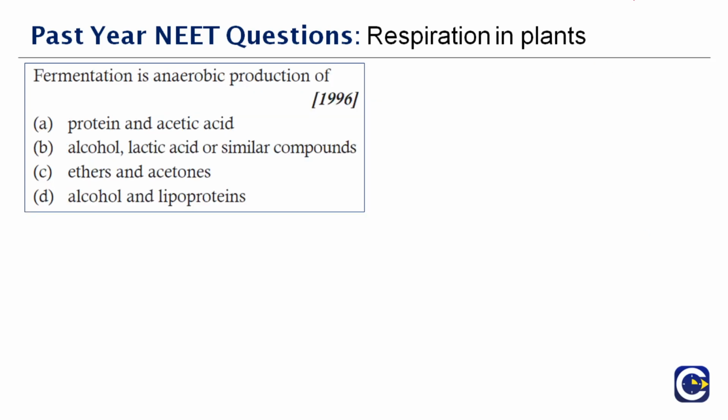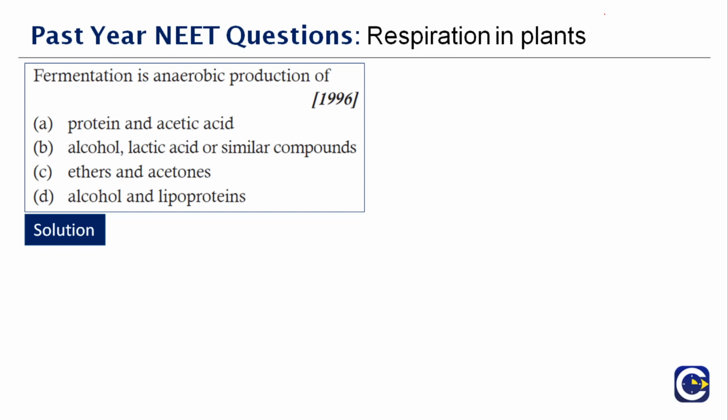Next question. This question was asked in the year 1996. Fermentation is anaerobic production of dash. I think this is a very easy question for you. I know by now you have all guessed the answer. Fermentation, as I already said, is an anaerobic process which involves yeast, microorganisms, bacteria which produce alcohol from carbohydrates or other substrates that you use in the process.